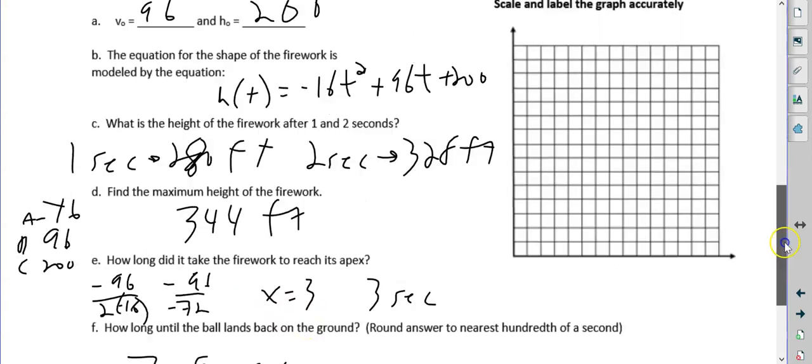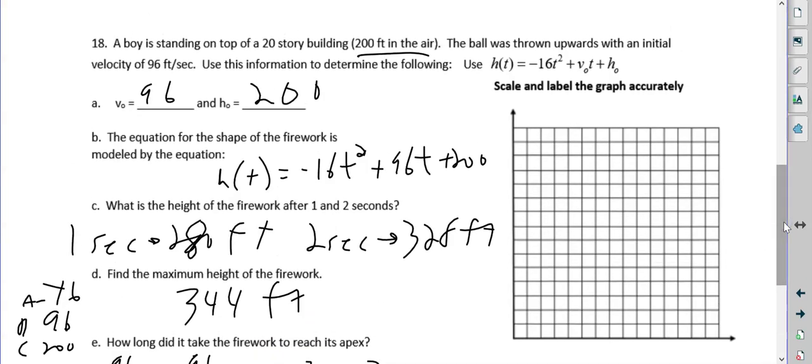Now we're going to graph it. So I'm going to count by 20s, and I'm going to skip every other line. So 20, 40, 60, 80, 100, that's going to be 120, 140, 160, 180, 200, 220, 240, 260, 280, and I'll just add 300 here.